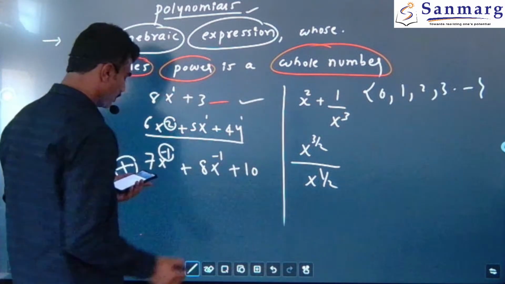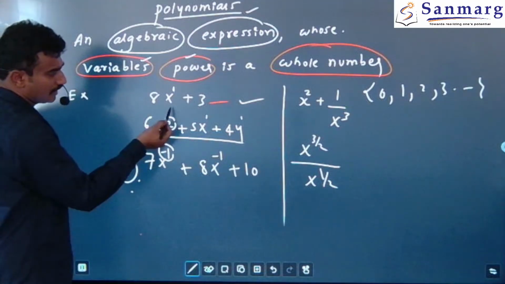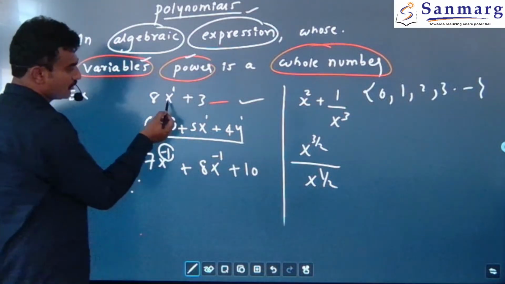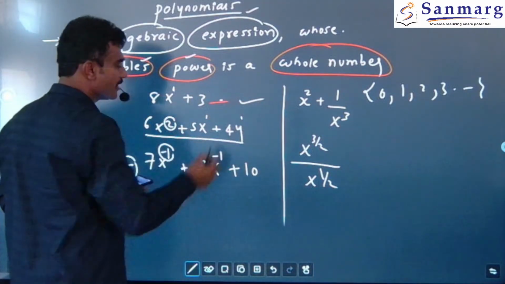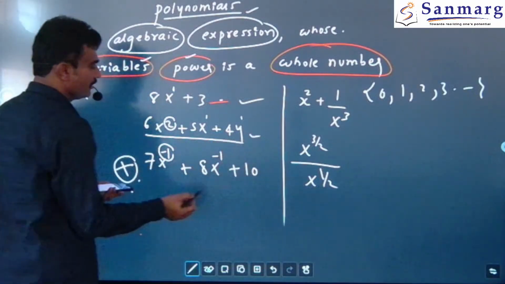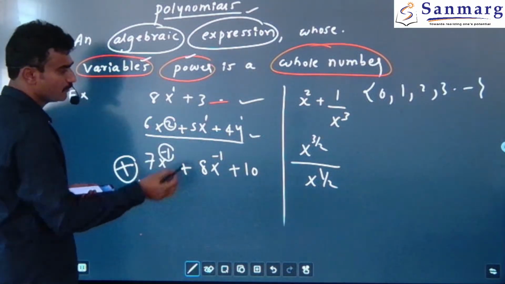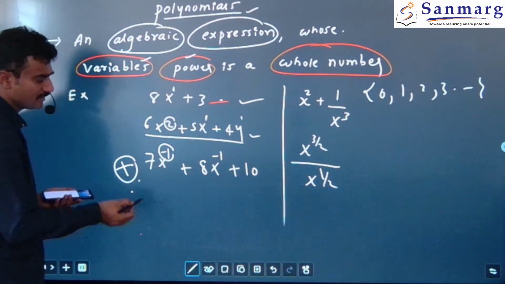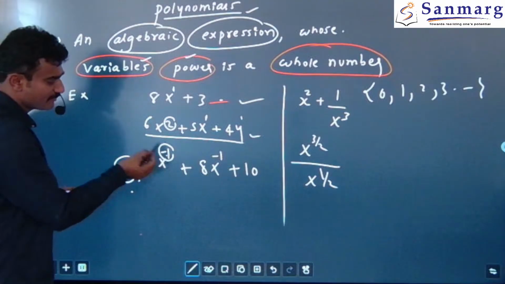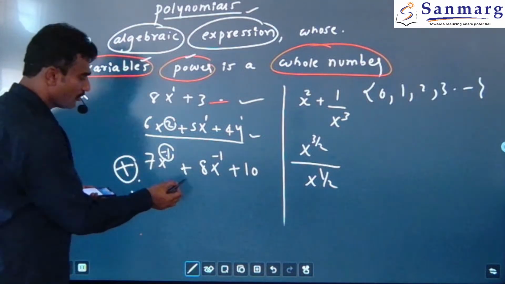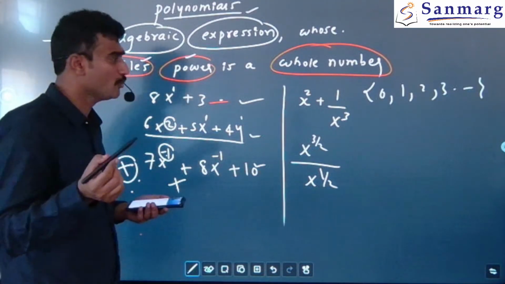So the first one is a polynomial because the variables, alphabets like x, y, and so on, have a power that is a whole number. The power of x here is 1, therefore it is an algebraic expression and also a polynomial. In the second one, every variable has a power which is a whole number, that is x raised to 2, x raised to 1, therefore it is a polynomial. But in the third case, the power of x is minus 1, which is not a whole number, therefore this is not a polynomial. It is an algebraic expression, but not a polynomial.